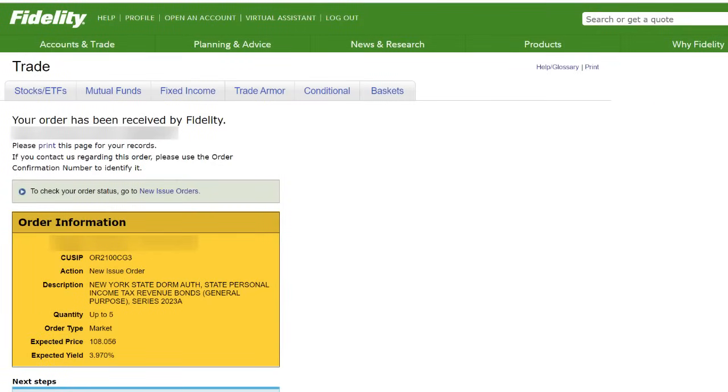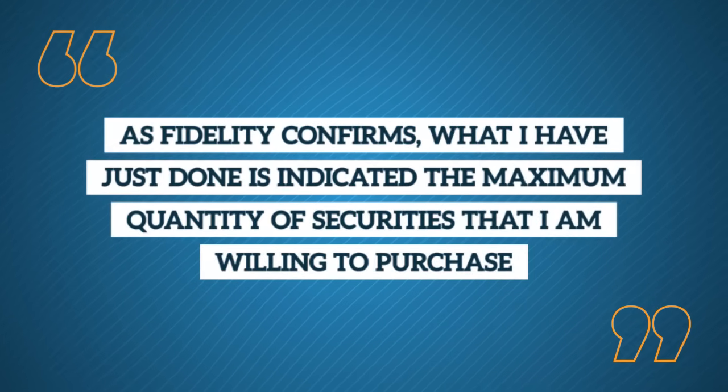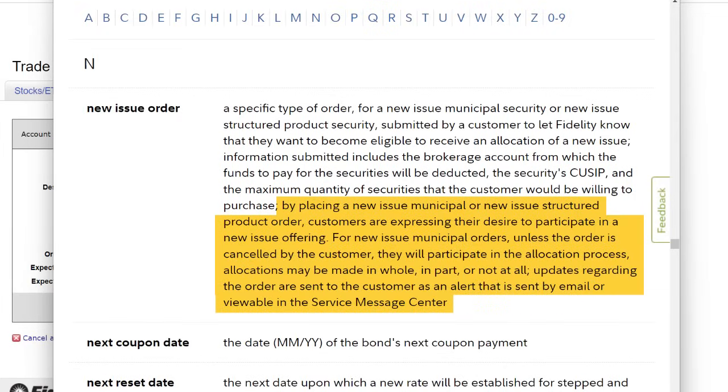Now, keep in mind that while I've placed an order to buy this muni bond, I haven't yet actually acquired this muni new issue yet. As Fidelity confirms, what I've just done is indicated the maximum quantity of securities that I'm willing to purchase. By placing a new issue municipal order, I'm expressing the desire to participate in the new issue offering. For new issue municipal orders, unless the order is canceled by me, I will participate in the allocation process. Allocations may be made in whole, in part, or not at all.